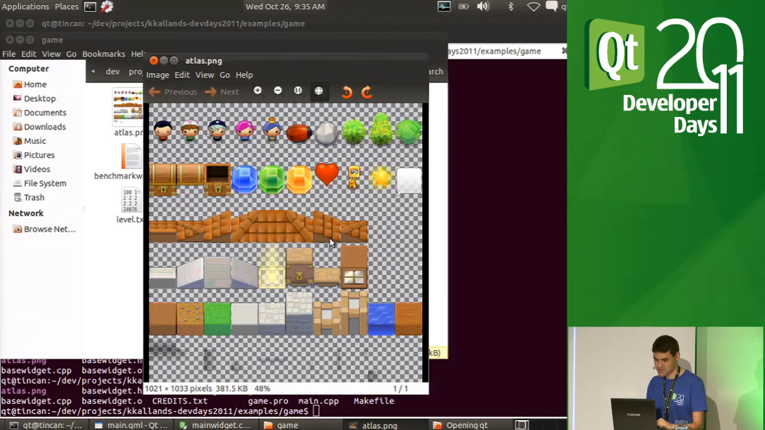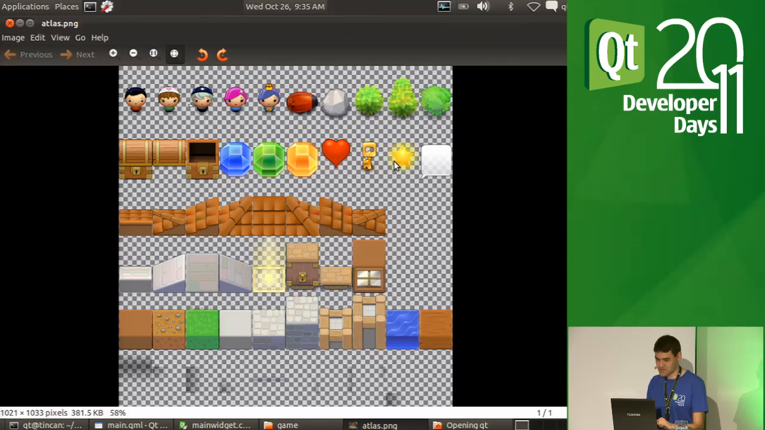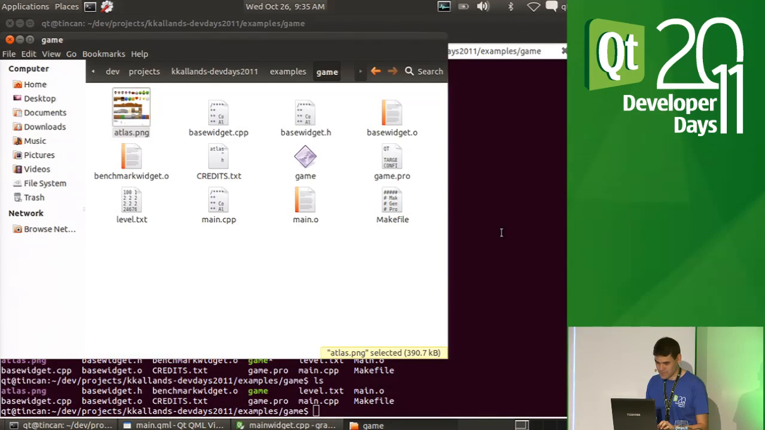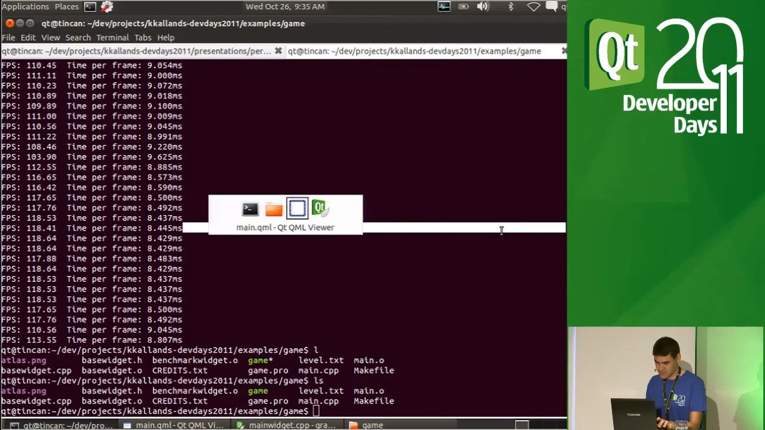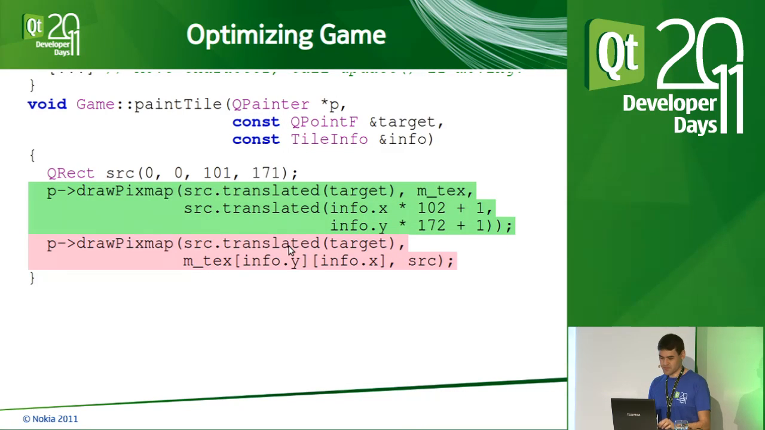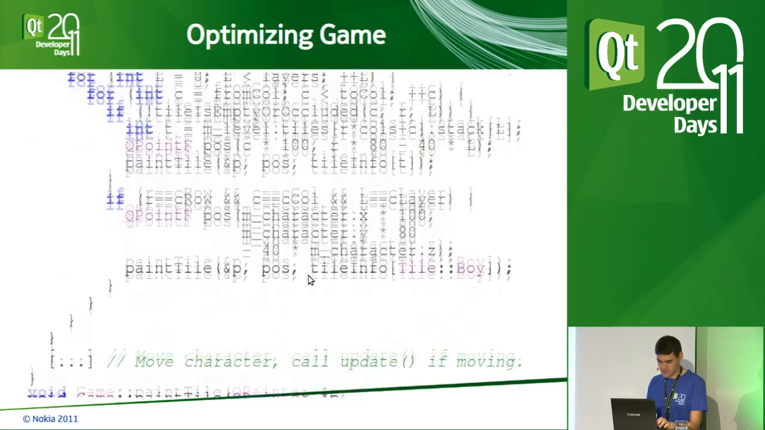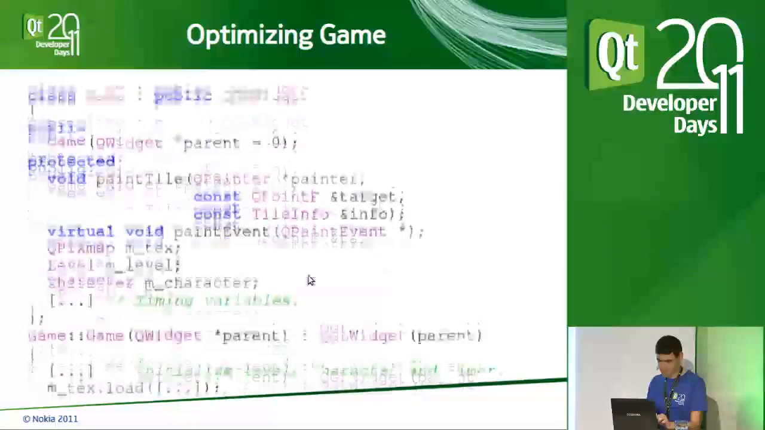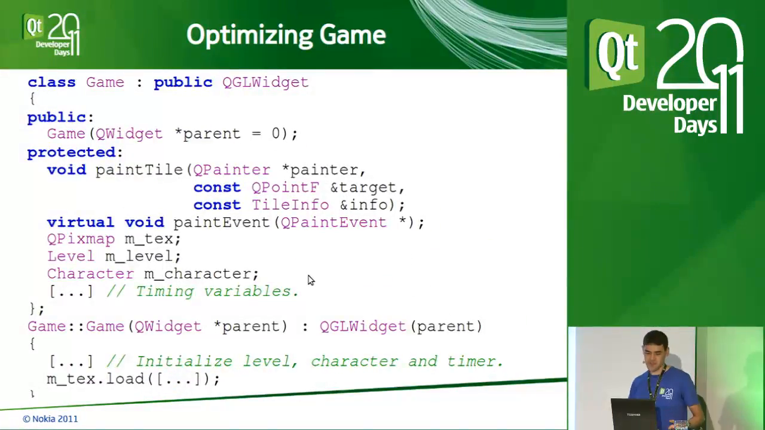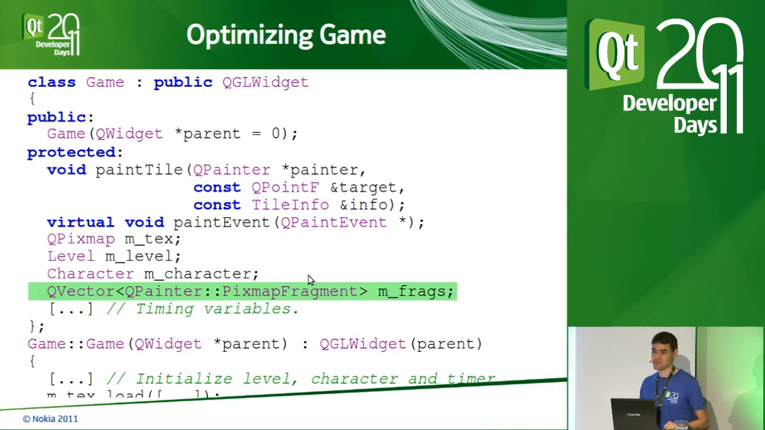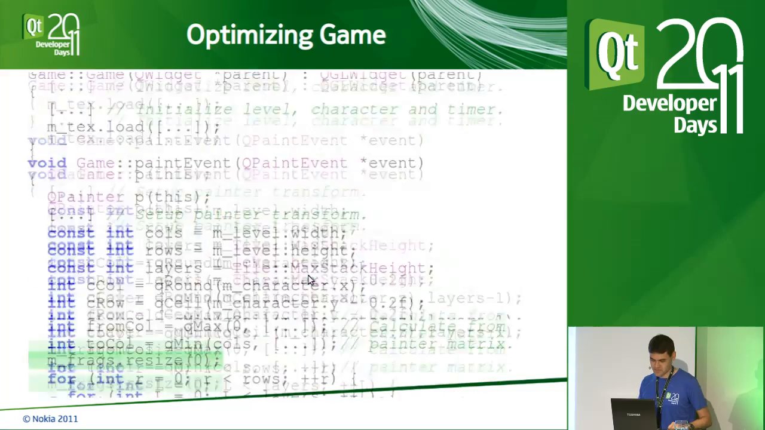So the atlas looks like this, basically. All the tiles are there. Yes. So that's the first step, and the next step is to actually use this API we have.